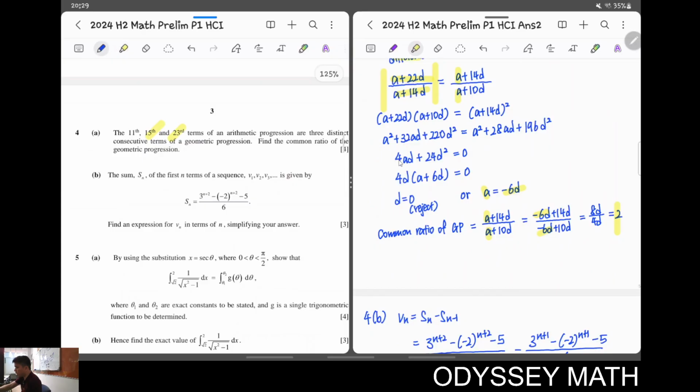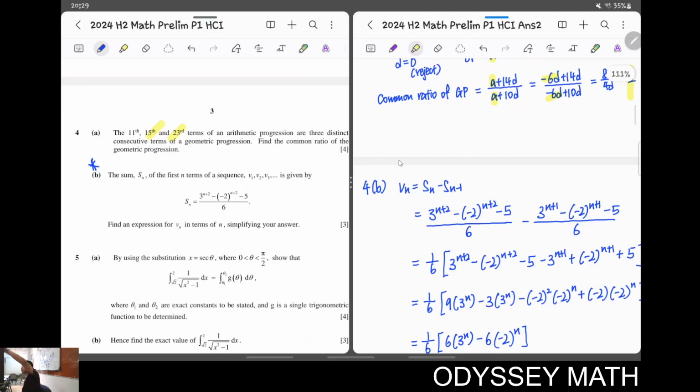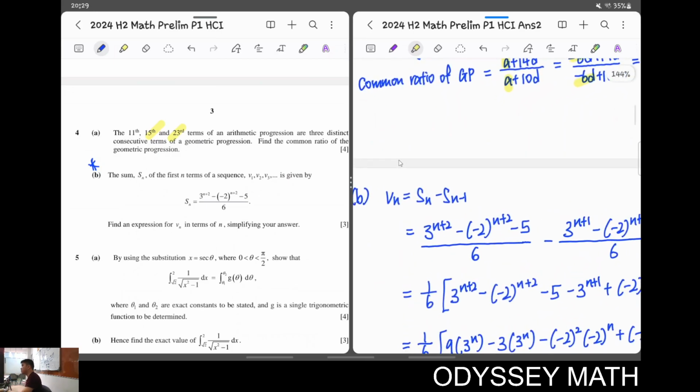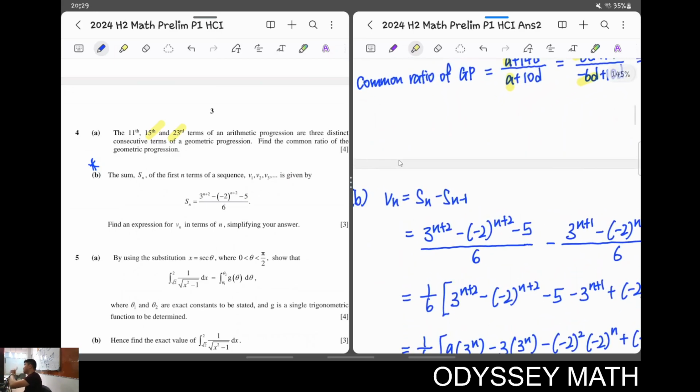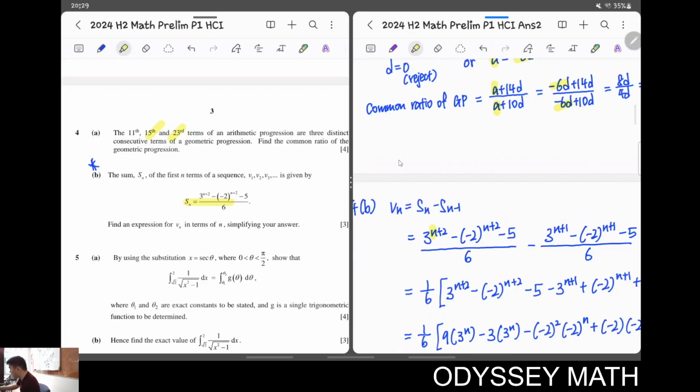4b, maybe you put a star to remember how to do. Let me read the question first. The sum Sn of the first n terms of a sequence is given as such. If they give you the Sn, they ask you to find Vn, right? You simply use the fact that Vn equals Sn minus Sn minus 1. That's it. So your Sn is here. Your Sn minus 1 is here. How do we get Sn minus 1? Very simple. We replace all the n here with n minus 1.